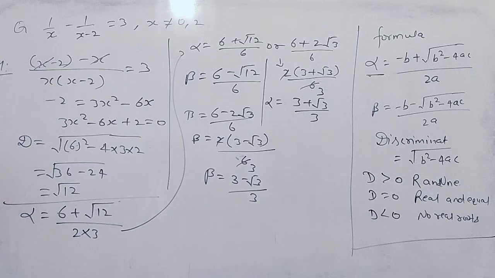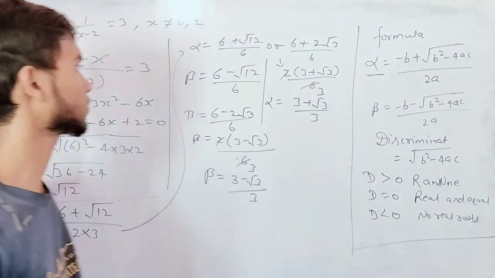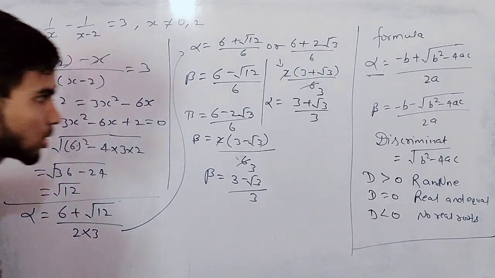Till here it is a correct answer. You can see both roots are unequal, not equal, because the discriminant was greater than 0. Just have a look.